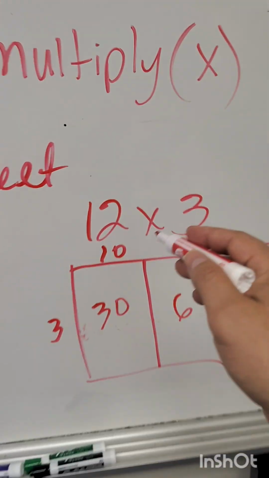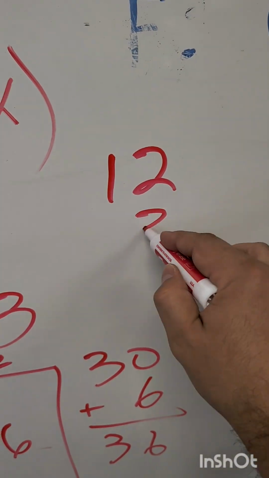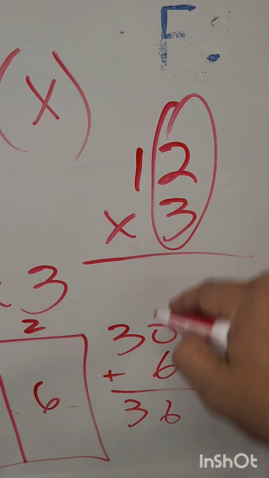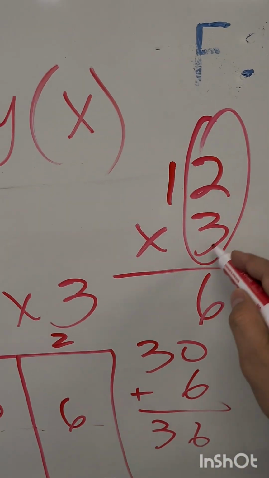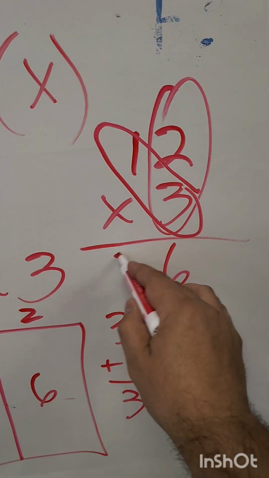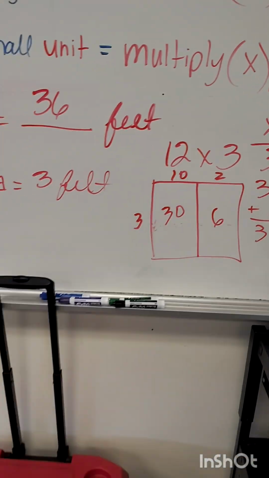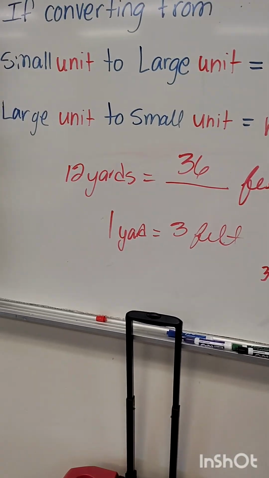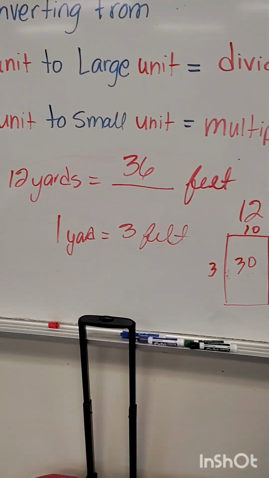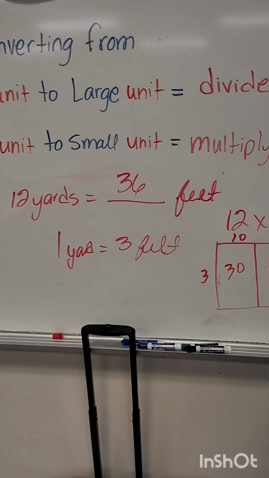If you know how to do the standard algorithm, 12 times 3, you first do 2 times 3, 6, and then you go across. 3 times 1 is 3, so 36. And there you go. So this little tip chart kind of helps. But again, they need to memorize that conversion chart.